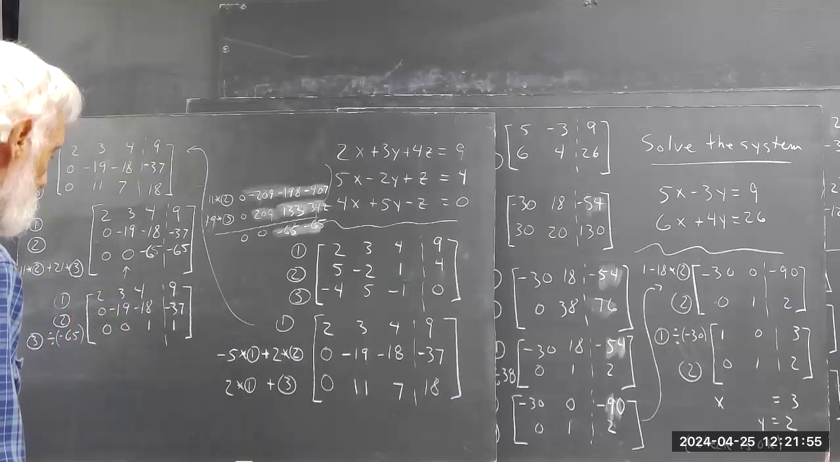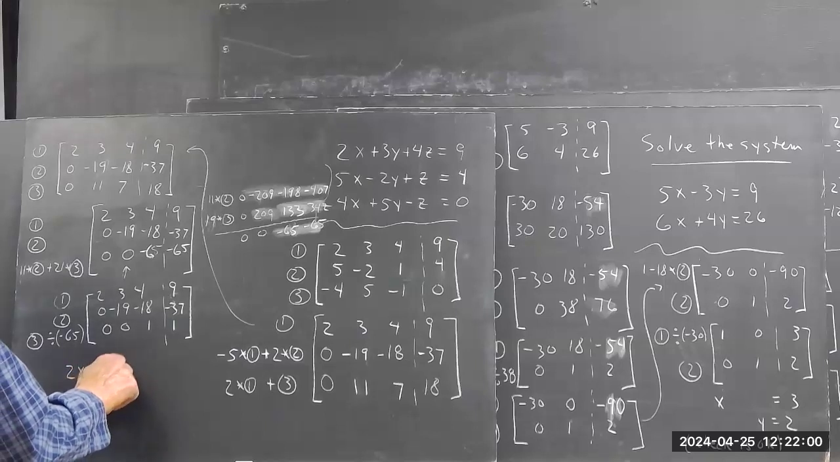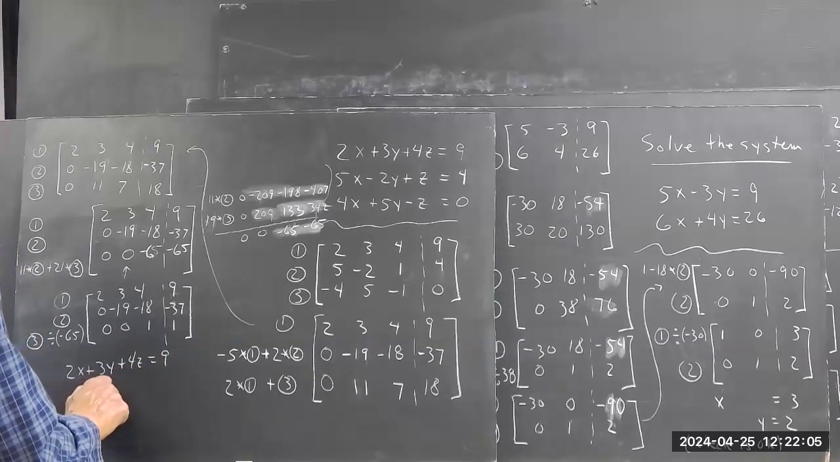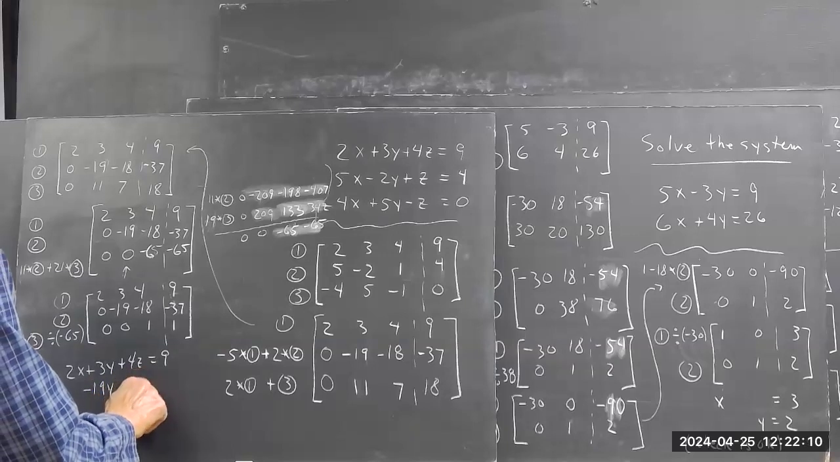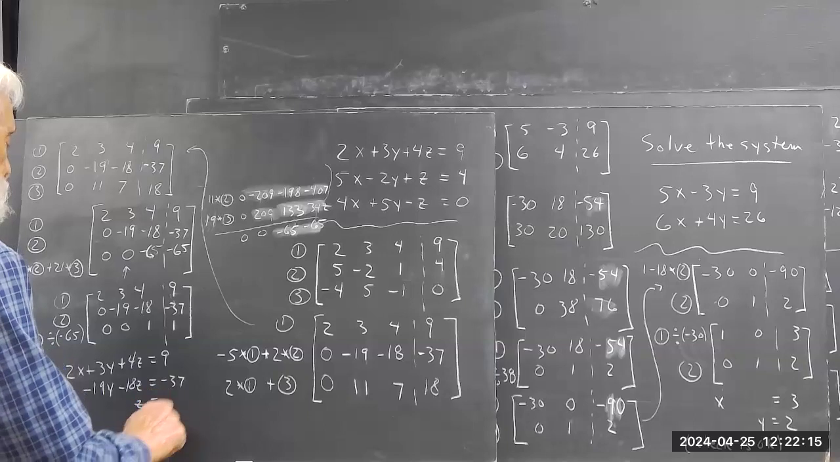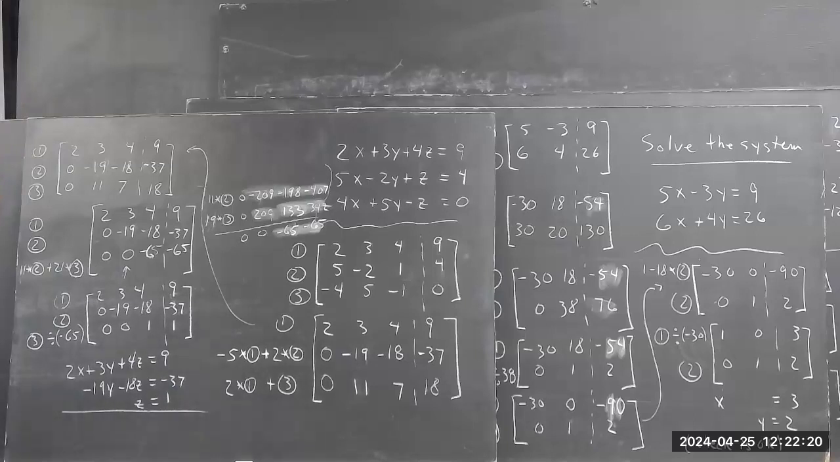What does this tell us? This tells us 2x plus 3y plus 4z equals 9, and -19y minus 18z equals -37, and z equals 1. Okay. Now, since z equals 1, we can replace z in both of these equations by 1.